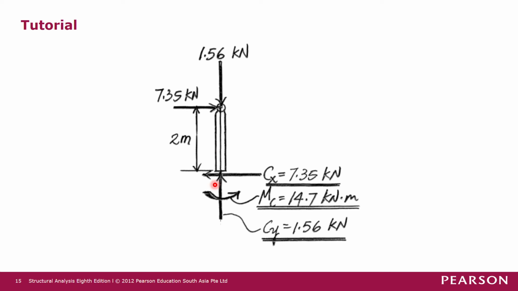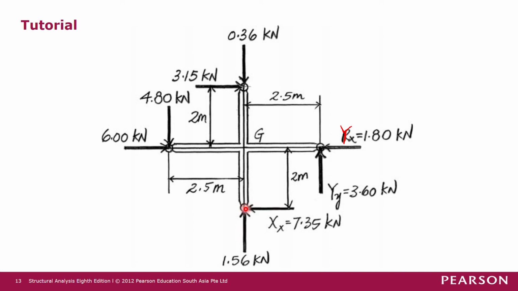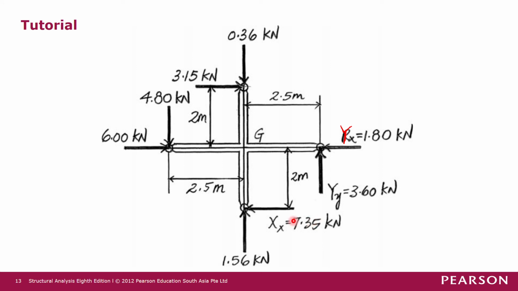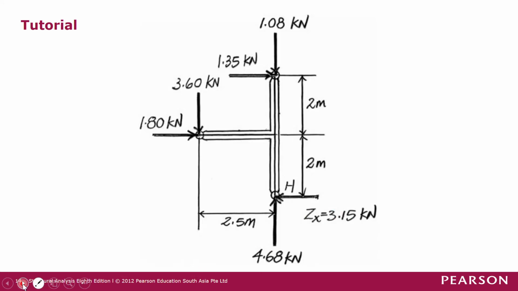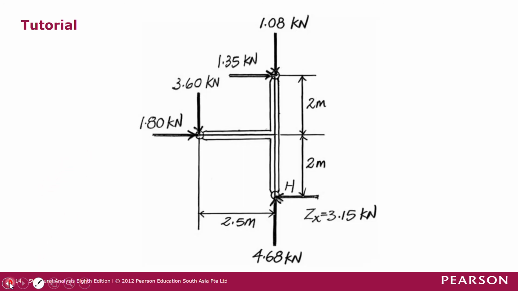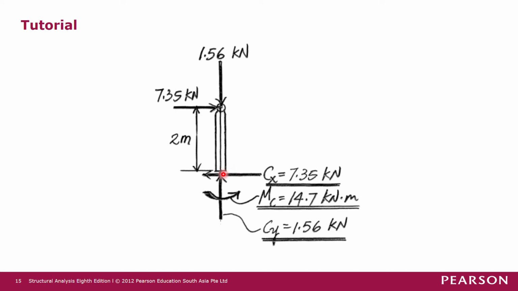Next, we take the column segment that is connected to C, and this joint is common to this joint here, joint X. So these must be the forces from joint X: 7.35 kilonewton and 1.56 kilonewton, but opposite to joint X previously, opposite to these force directions. And then when you detach joint C away from the fixed joint here, there are 3 reactions. So with 3 reactions and 3 equilibrium equations, we can solve for the 3 unknown forces and moment.